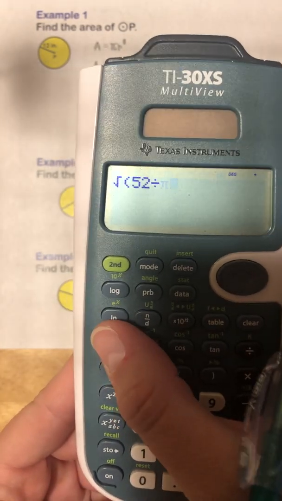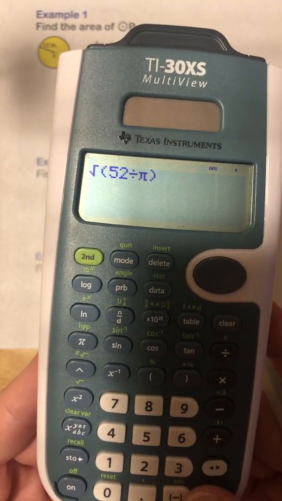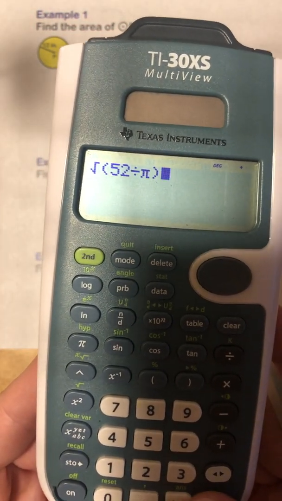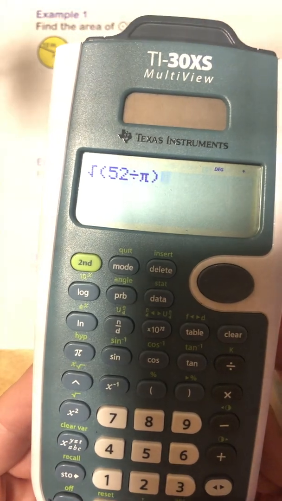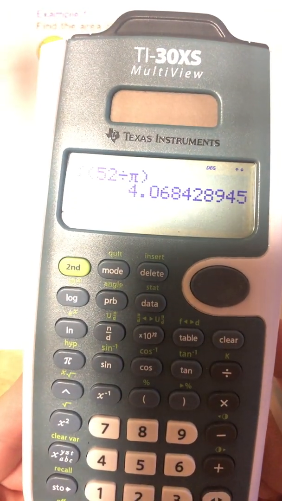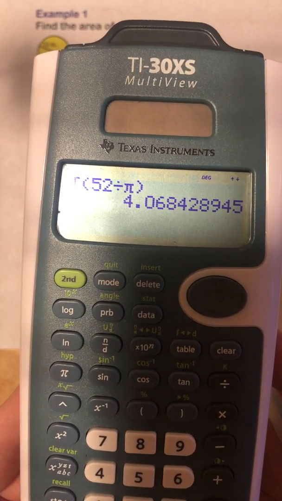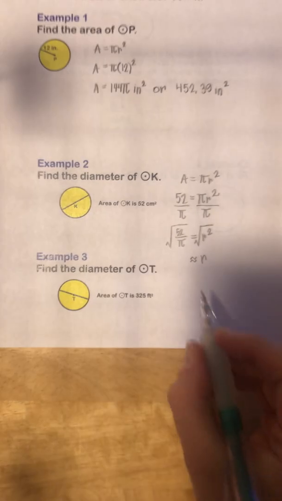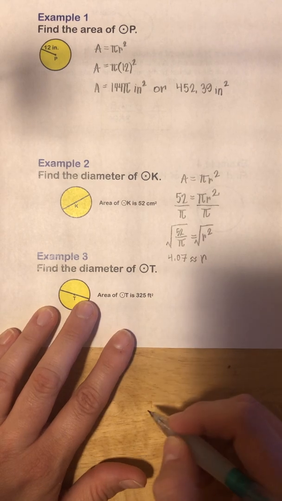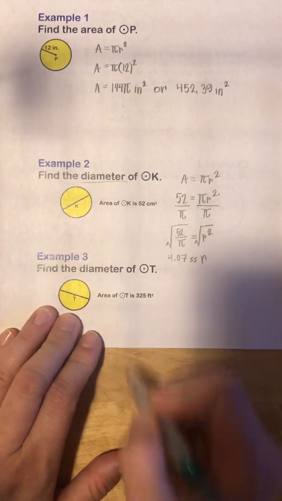All right, so I'm going to do the square root of 52 divided by pi. Again, use the pi button. Don't punch in 3.14 because the pi button is more exact. It has all of those digits there behind 3.14. So square root of 52 over pi. I'm going to hit enter, and I'm going to again round it to 2 digits after the decimal point. So the 8 is going to round the 6 up. So we're going to say that the radius is approximately 4.07.